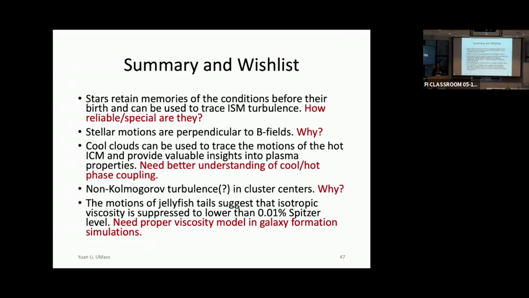And lastly, the motions of jellyfish tails suggest that the isotropic viscosity of the plasma is suppressed to lower than 0.01 of the Spitzer value and lower than Braginskii viscosity. And I think it's really time for us to think about how we can properly describe viscosity in these environments, and how we properly model viscosity in these state-of-the-art simulations that already resolve the Coulomb mean free path. Thank you.